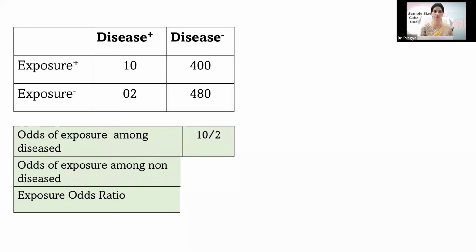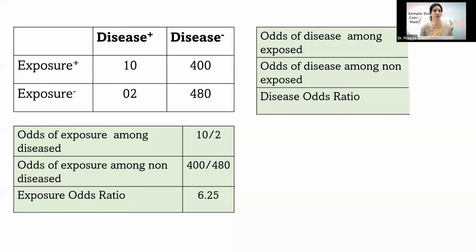Yes. And what is the odds of exposure among non-diseased? It is 400/480. Yes. And what is the exposure odds ratio? Again, it will be the same, so it will be 6.25. Now if I want to calculate the odds of disease among exposed, then similarly, like we did previously, it will be 10/400. The odds of disease among non-exposed will be 2/480. And the disease odds ratio will be 6.25.